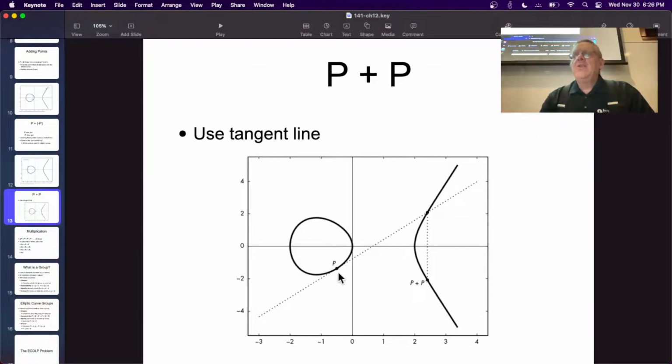Now, if you want to add a point to itself, you have two points that are the same, so you use the tangent line to the curve to find the intersection and then go down there. So those are the rules that enable you to add any point to any other point, and it has an inverse, and it has an identity element, 0. So we've now defined everything we need for this operation we're calling addition.